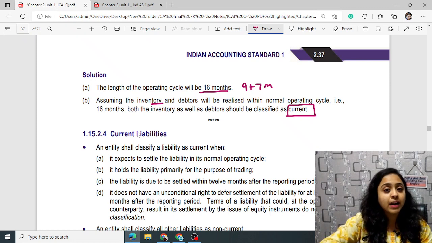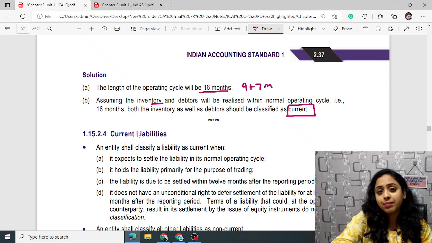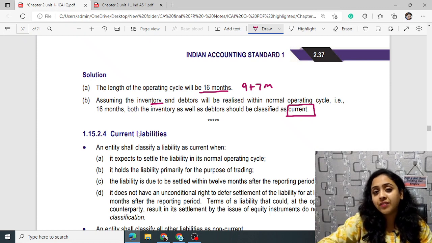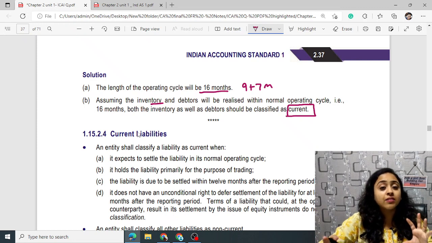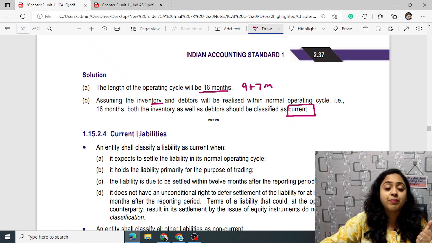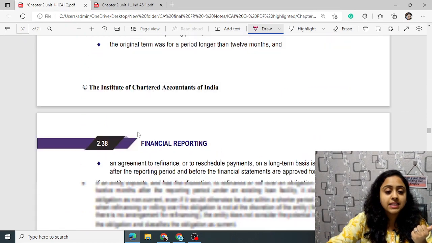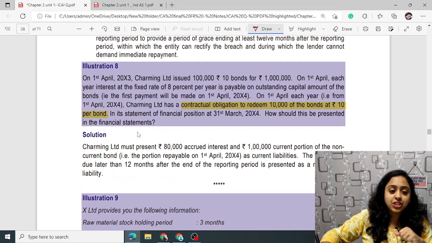You have to keep in mind which of the assets and liabilities should be reclassified, whether there is a need to reclassify from current to non-current or non-current to current, because the criteria are different between the previous GAAP and the Ind AS. Okay. The same applies for liabilities. Illustration number 8.